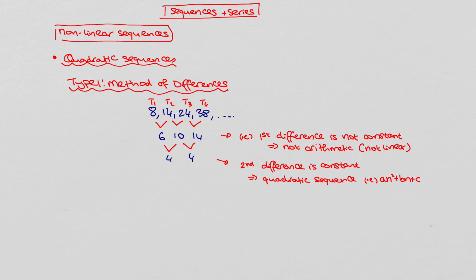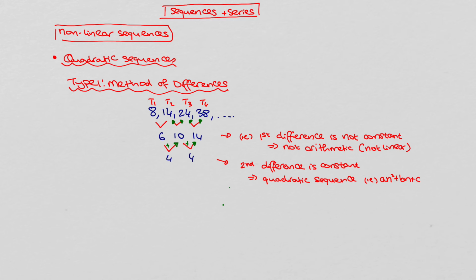Now, if I also wanted to find the next term, what's interesting to note, if I use a different colour here, is that if I get 6 plus 4, I end up with 10. And if I add 10 to 14, I end up with 24. If I go 10 plus 4, I end up with 14. And if I add 14 to 24, I end up with 38.